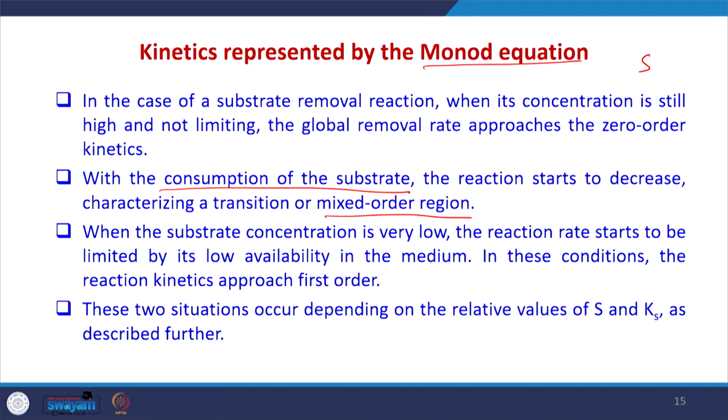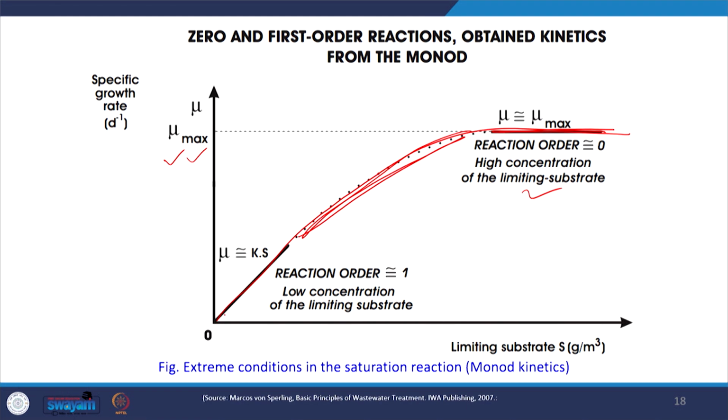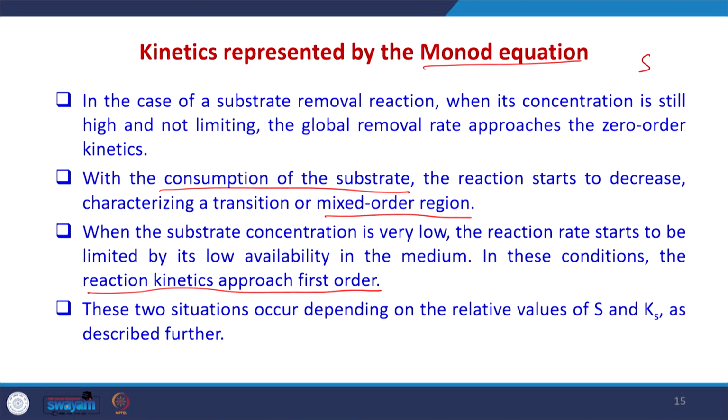After that, when the substrate concentration becomes low, the reaction order starts to be limited by the low availability of substrate in the medium. So, in this condition the reaction kinetics approaches first order kinetics, which is shown here in this figure. We can see the reaction order becomes equal to 1, and this is true for low concentration of limiting substrate. Any of these conditions may happen depending upon the relative values of S and Ks, which were defined earlier.